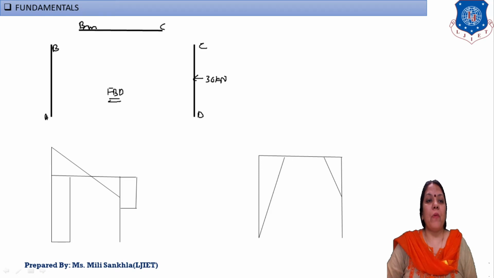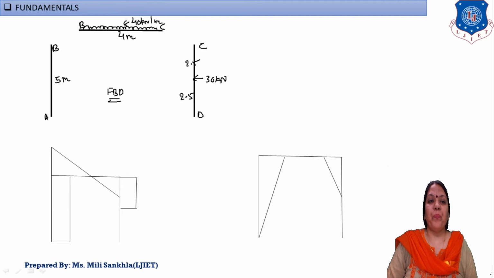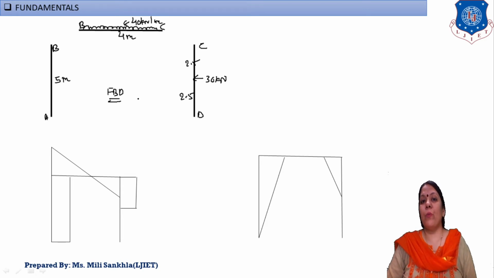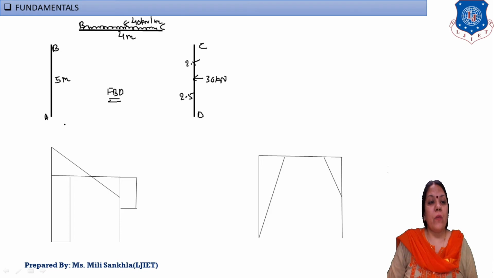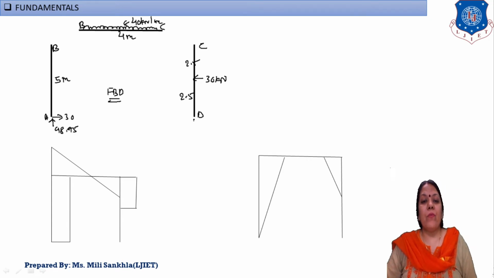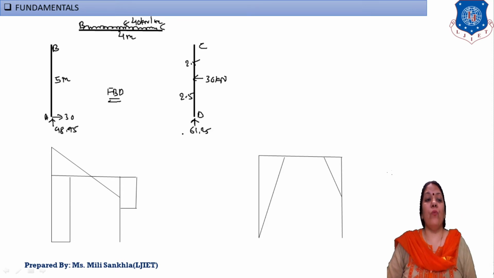Then member BC is subjected to UDL load, and this UDL load is equal to 40 kilonewton per meter and the distance is given as 4 meters. Here this distance is 2.5, this distance is 2.5, then this is 5 meters. Now one by one mention the support reactions that we found out. Here we found the support reaction 30, my first reaction is equal to 98.75, and VD we found out 61.25.